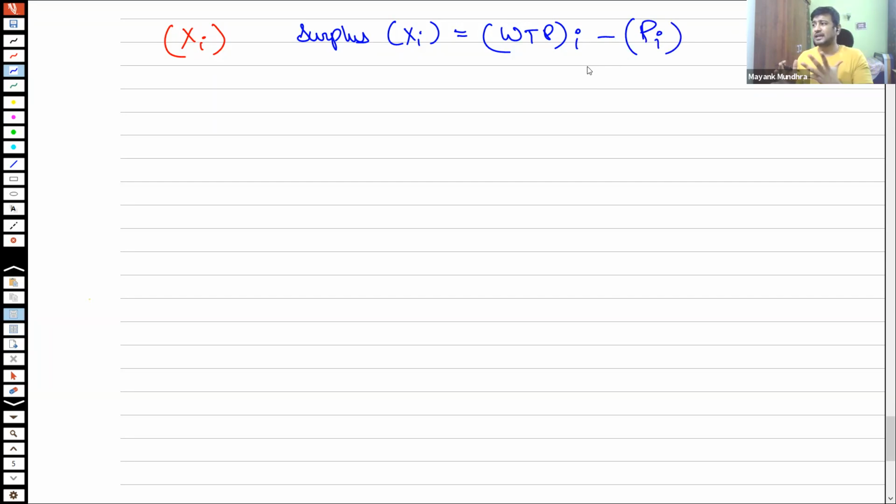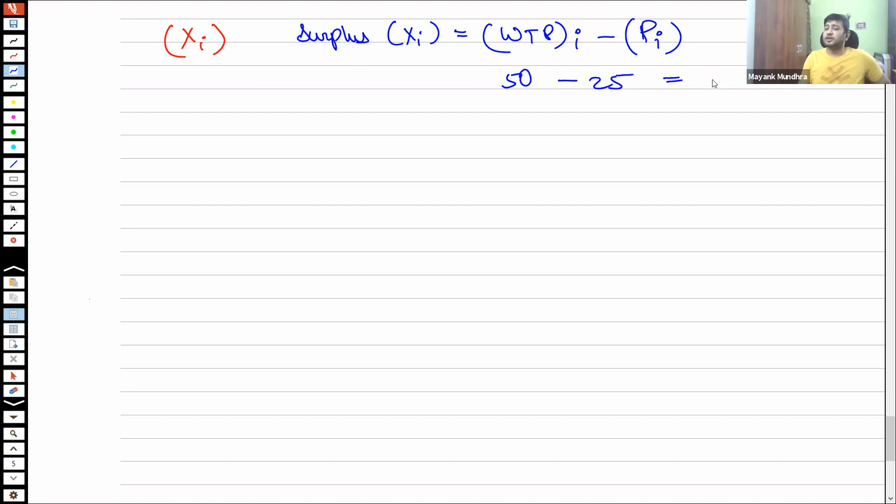Suppose I like to buy an ice cream. The willingness to pay for that ice cream is the amount of monetary utility that I get. If I convert my utility into monetary terms, that would be the maximum money I'm willing to pay for that particular ice cream. Suppose my willingness to pay for an ice cream is 50 rupees, and the price of the ice cream is 25.